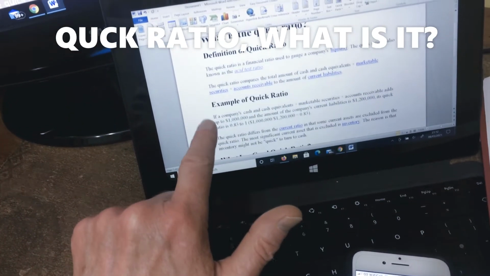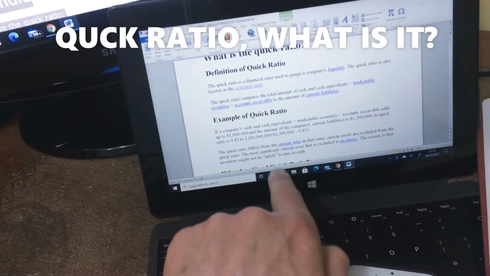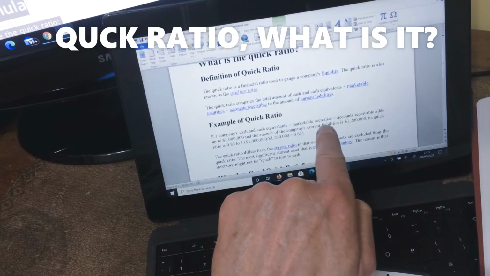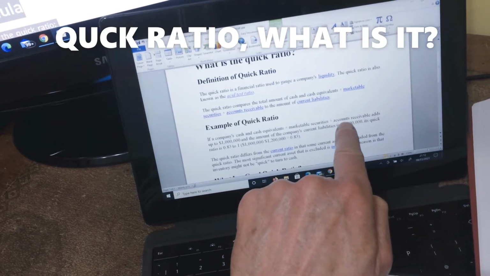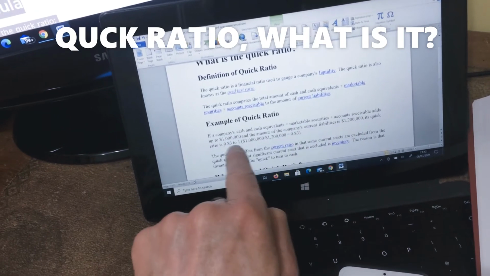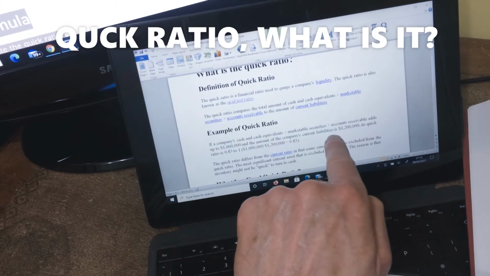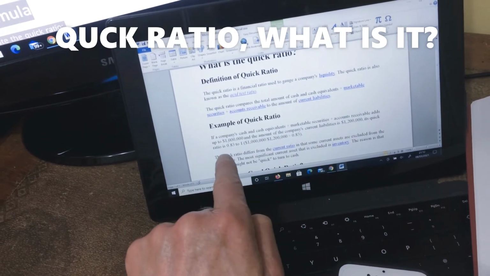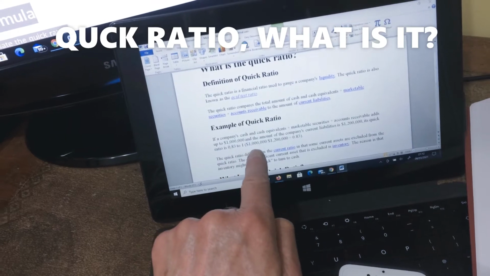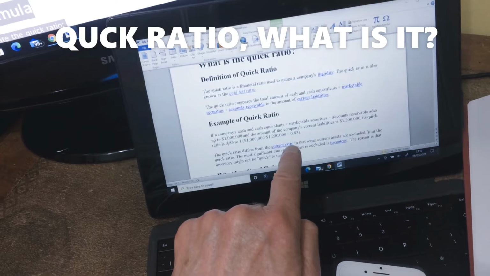An example of a ratio: if a company's cash and cash equivalents plus marketable securities plus accounts receivable, these are items that can soon be turned into cash, add up to 1 million, and the amount of the company's current liabilities is 1.2 million, its quick ratio is 0.83. That's a million divided by 1.2, which is 0.83.